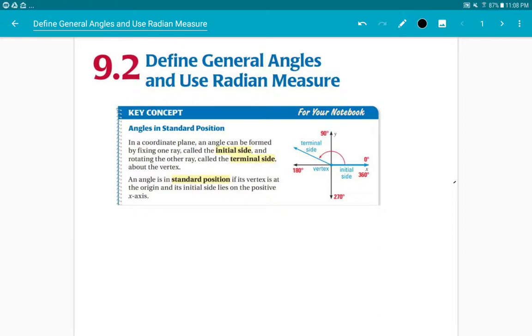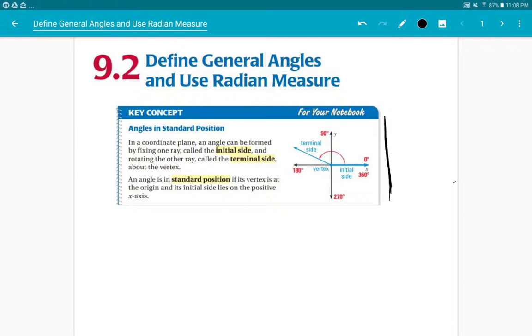But what we're going to be working with here is angles in the coordinate plane and how that has an effect on us moving forward with some of the trigonometry that we're going to be learning. The first thing is understanding where angles are in standard position within a coordinate plane. If you look at this image in this key concept, you have the coordinate plane with the x and y.